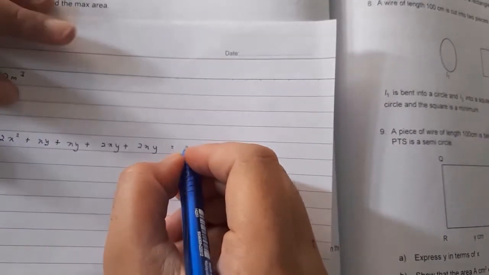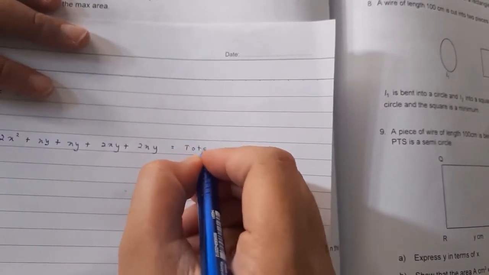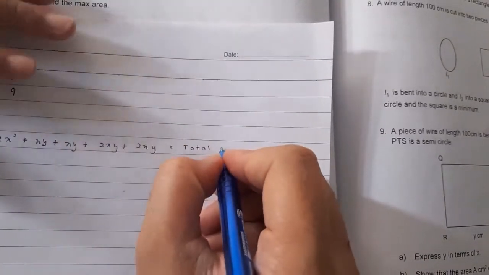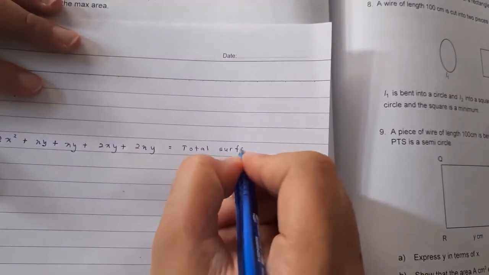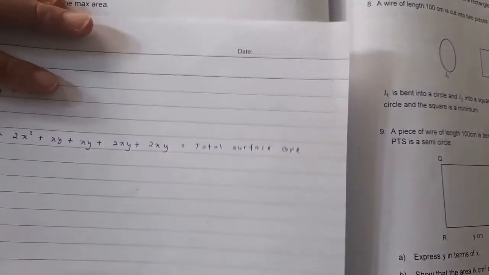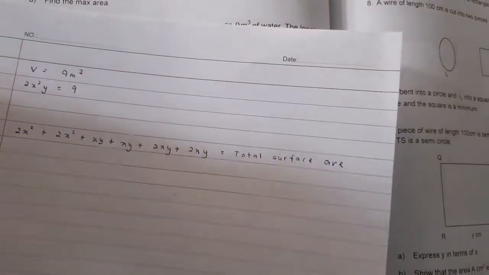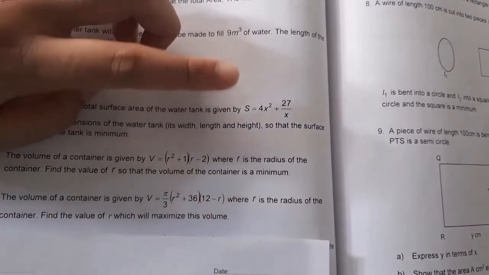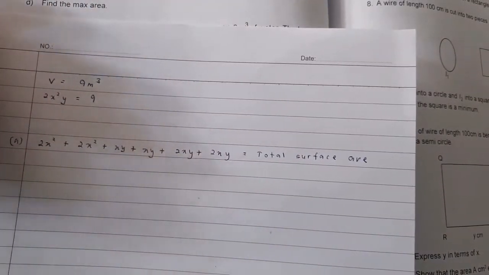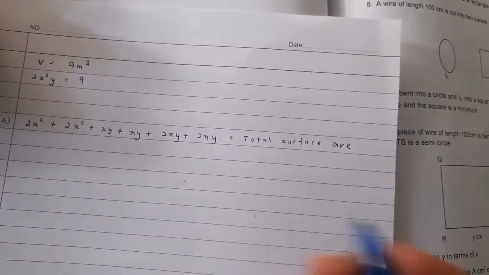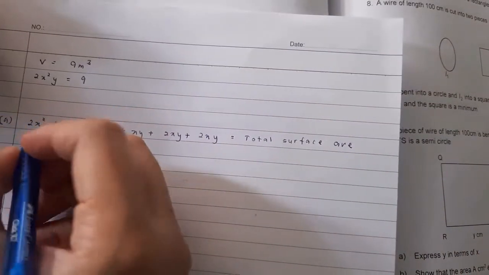So, these are the total surface area. Total surface area. Because the formula given here is only in terms of x, we want to substitute all y in terms of x. But first, let's simplify the equation.